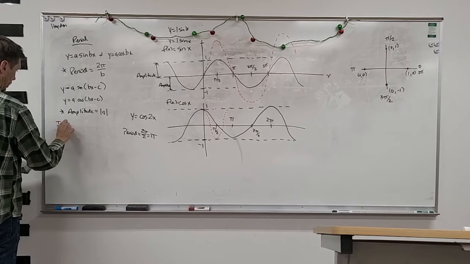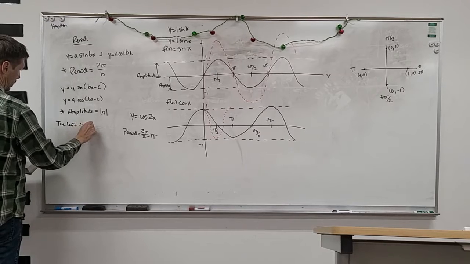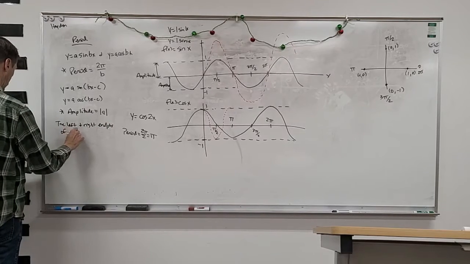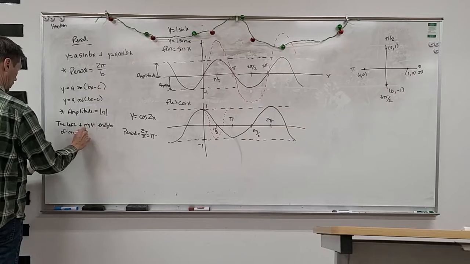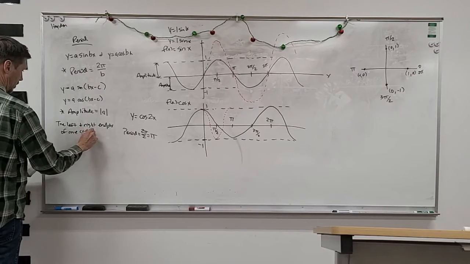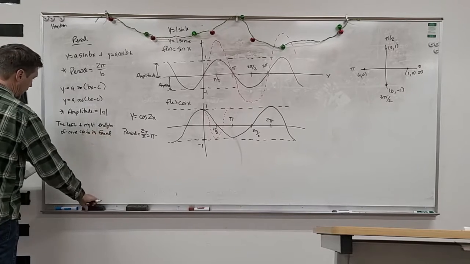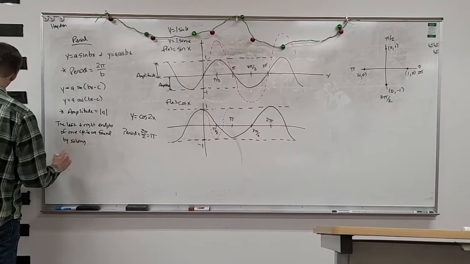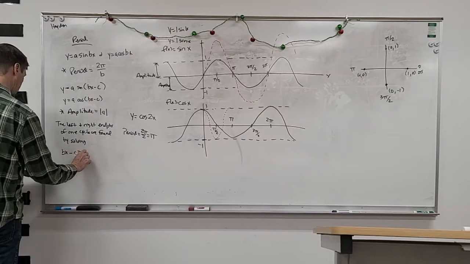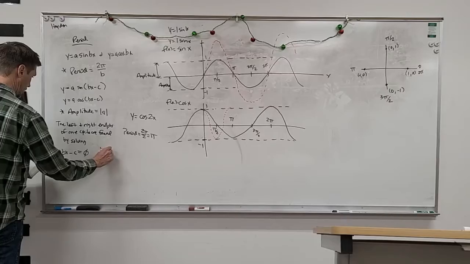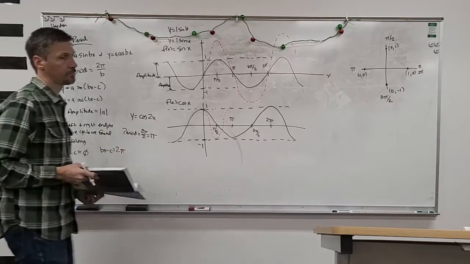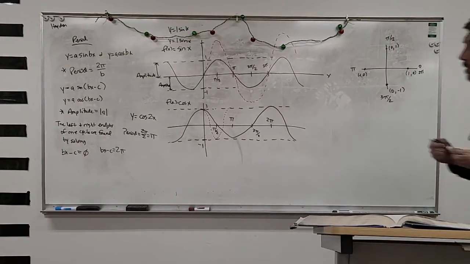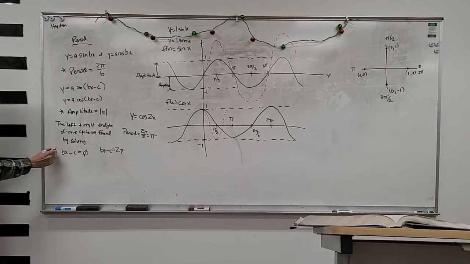The left and right endpoints of one cycle are found by solving bx minus c equals 0 and bx minus c equals 2 pi. So make sure you know these two.